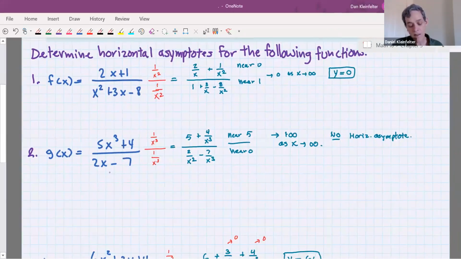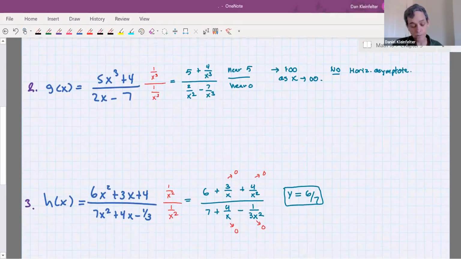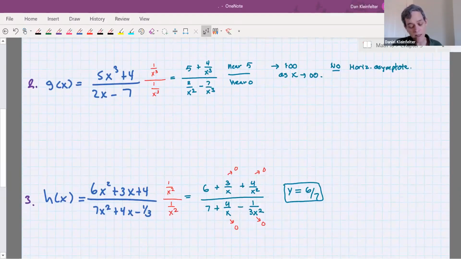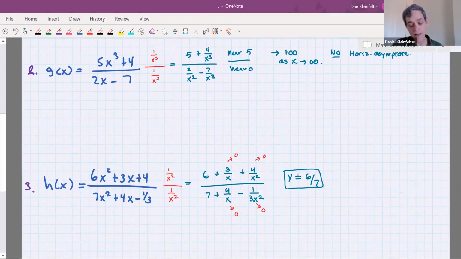In the second one, the numerator was a bigger degree, and so it grew faster than the denominator, and so it didn't settle down to a finite value. There was no horizontal asymptote. For the last one, we saw that we got y equals 6/7 because the numerator and denominator basically grew at the same rate. They both had degree 2, so they grew pretty much at the same rate.